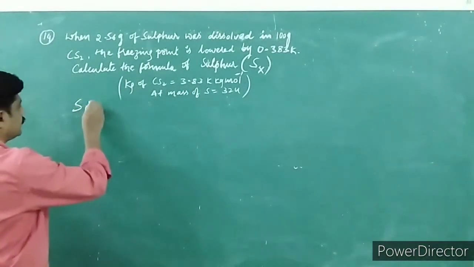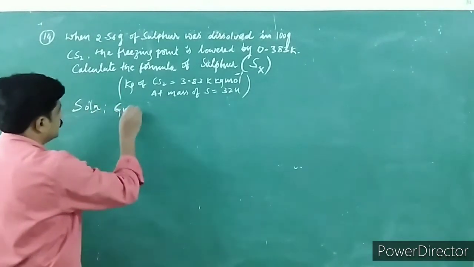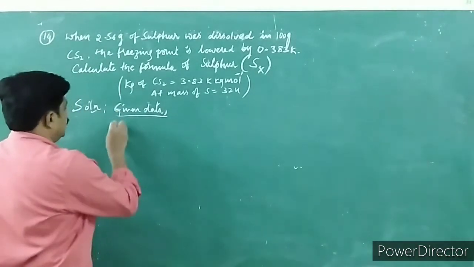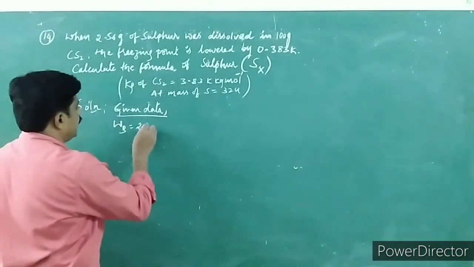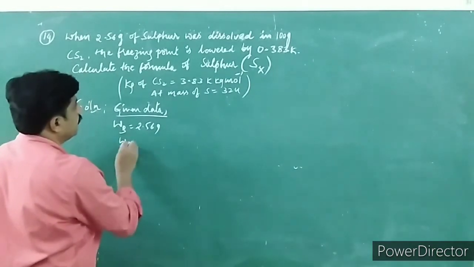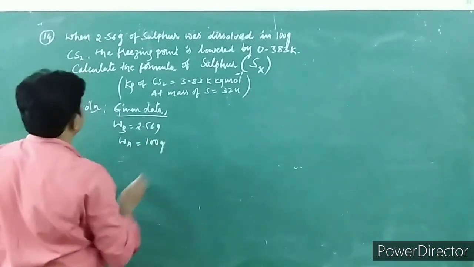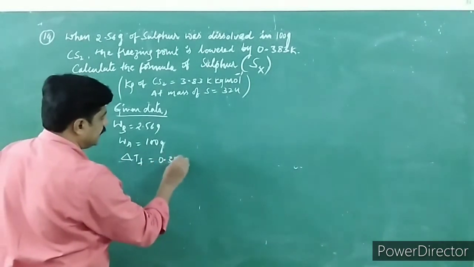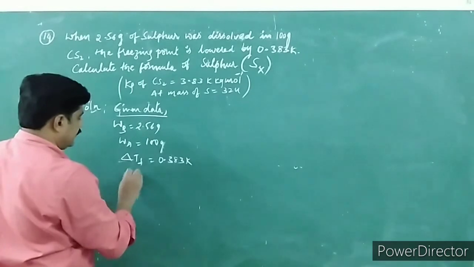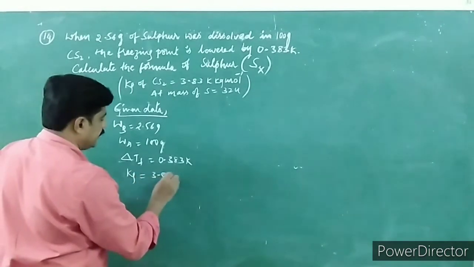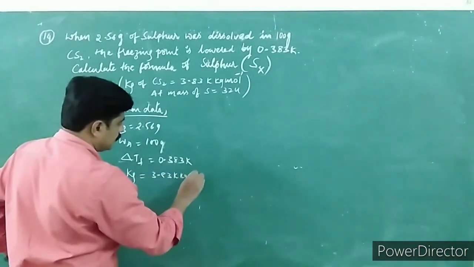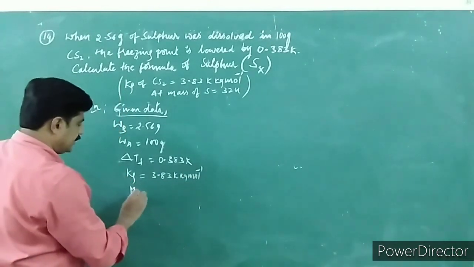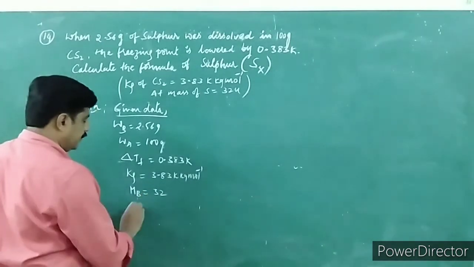Let me solve. Solution. Given data. WB is equal to 2.56 grams. WA is 100 grams. Delta TF is equal to 0.383 Kelvin. Kf is equal to 3.83 Kelvin kg per mole. And MB is nothing but atomic mass here, 32. What are you supposed to find out? I.